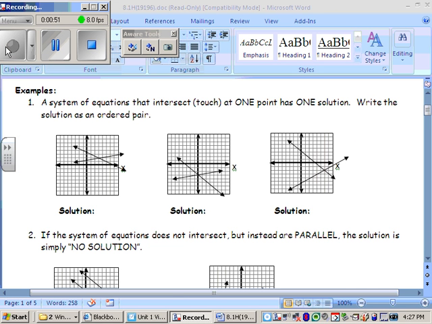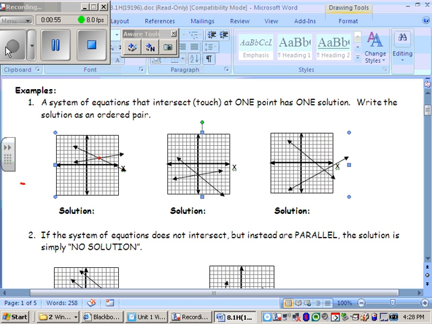If you look at the first graph, you will notice that these two lines intersect at this point here. So all we need to do to identify the solution is to write the ordered pair for that point. So the x value of that ordered pair would be 3, and the y value of that ordered pair would be 2. So we say the solution for this system of equations is (3, 2).